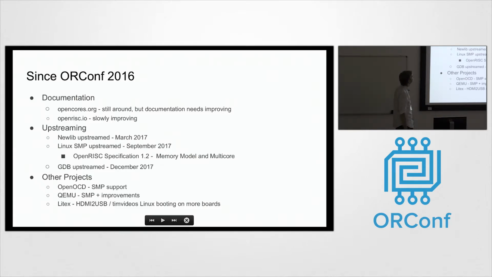So the documentation, what I said from the last conference in 2016 is we need to work on documentation and upstreaming things. Documentation I haven't got really around to. It takes a lot of time, and I wanted to get everything upstream first and then fix documentation. But OpenCores is still around, but if you do a search for OpenRISC, it's not the first thing that comes back anymore. There's better documentation now. But I have been working a lot on upstreaming.